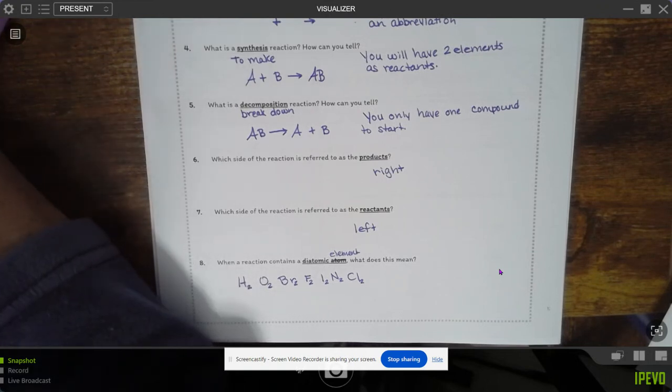All right, so that was just a quick rundown of some vocabulary that you should really know so that you can nail these chemical reactions.